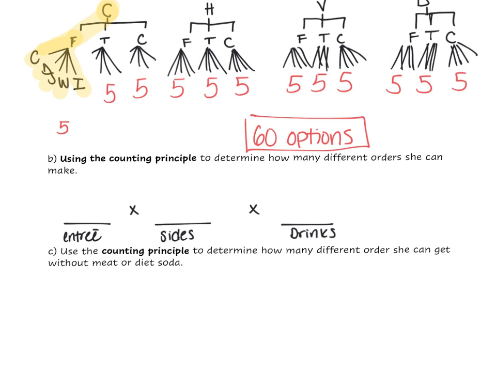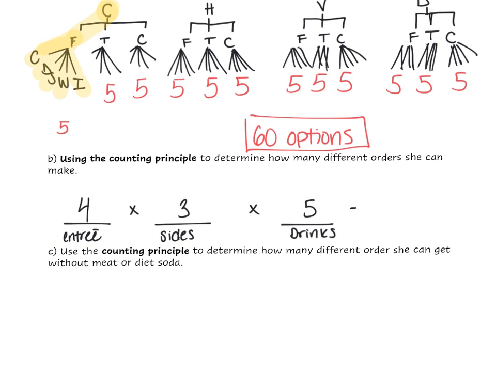So how many entrees did I have? Well, I had chicken fingers, hamburger, veggie burger, and a hot dog. So there are 4 options for my entrees. How many sides did I have? French fries, tater tots, and chips. That would be 3. And then how many drinks did I have? Coke, Diet Coke, Sprite, water, and iced tea. I had 5. So all we'll have to do is multiply 4 times 3 times 5, and that will give us the number of options.